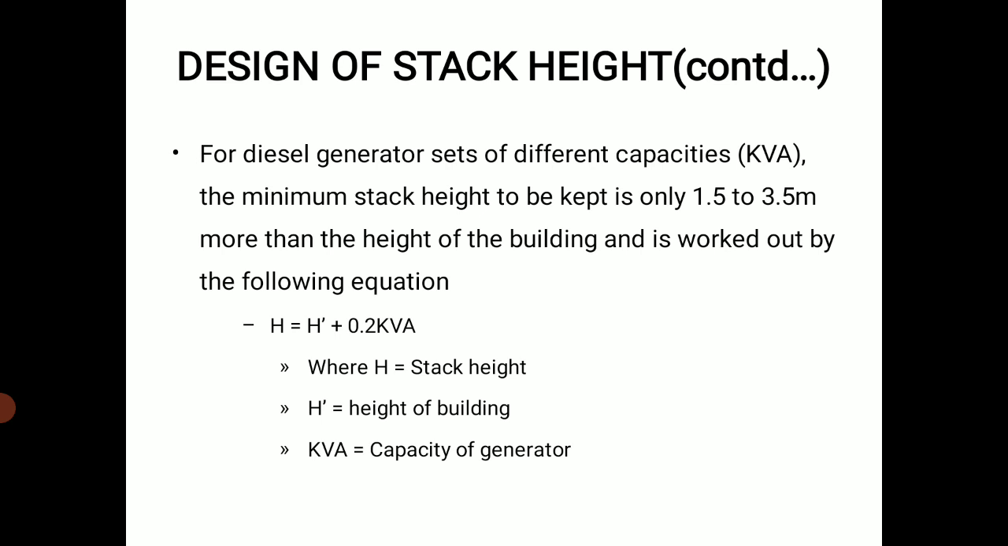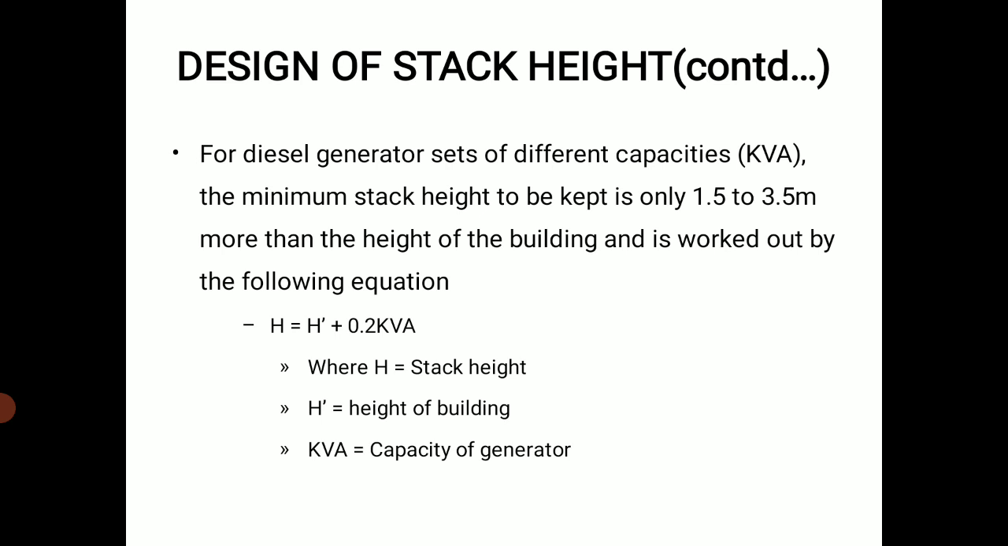And in case of diesel generator sets of different capacities, where kVA is the capacity of the diesel generators, kVA stands for kilovolt ampere. The stack height is usually kept 1.5 to 3.5 meter more than the height of the building, and it is worked out by the equation capital H equals H dash plus 0.2 kVA, where kVA is again the capacity of the generator in kilovolt ampere. H dash is the height of the building, and capital H is the stack height.